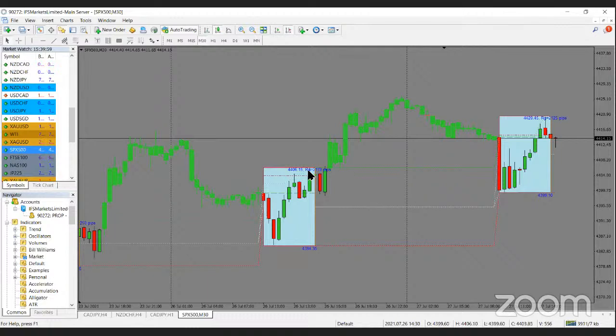So anything below 150 pips, I'll be interested in that particular channel. Anything above 150 pips, I might think there's already too much movement during the London session. I'm not interested in trading it. So that's my first hypothesis.